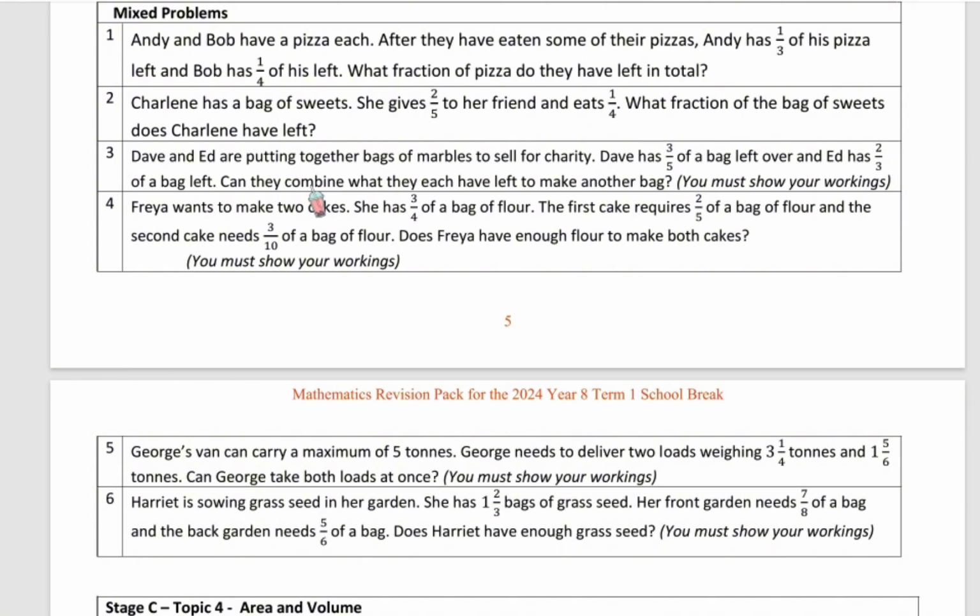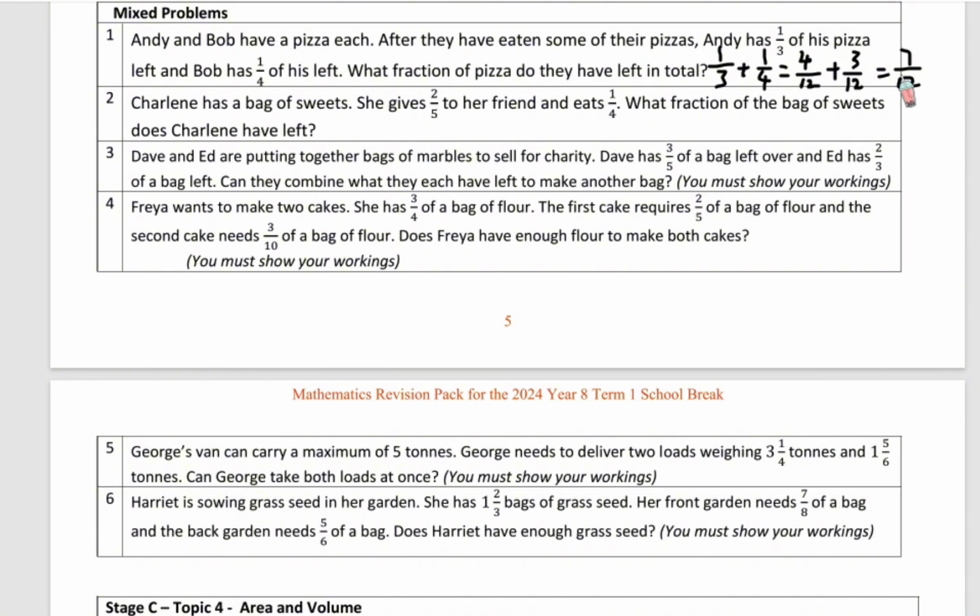Question 1. Andy and Bob have a pizza each. After they have eaten some of their pizzas, Andy has 1/3 of his pizza left and Bob has 1/4 of his pizza left. What fraction of pizza do they have left in total? So we would just need to add 1 over 3 and 1 over 4, which is 4 over 12 and 3 over 12, which is 7 over 12.